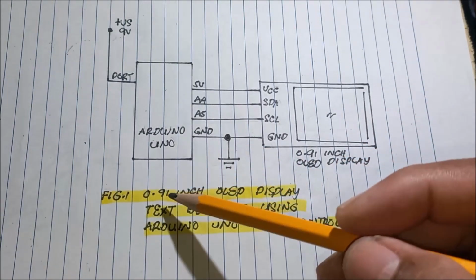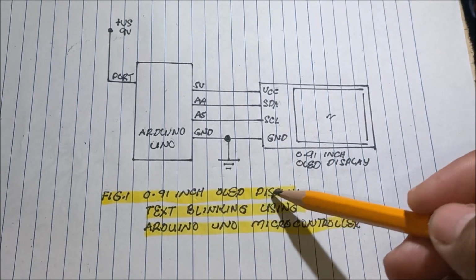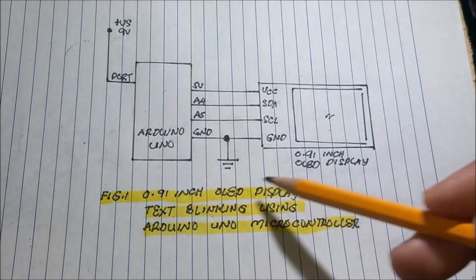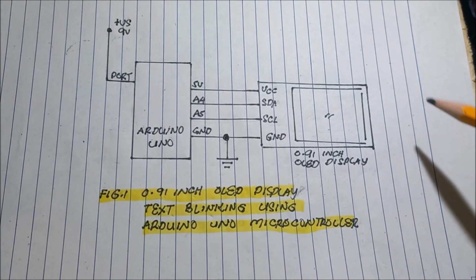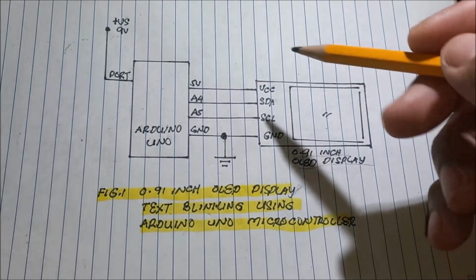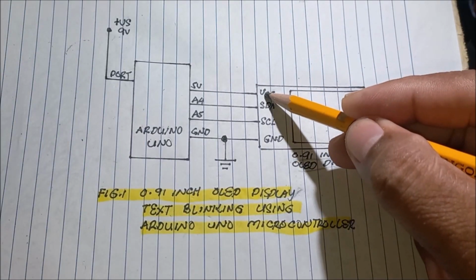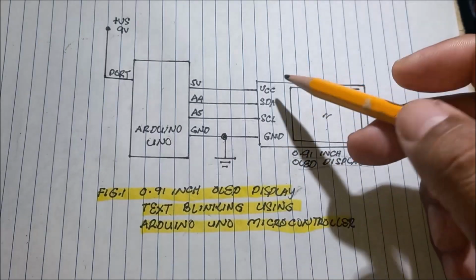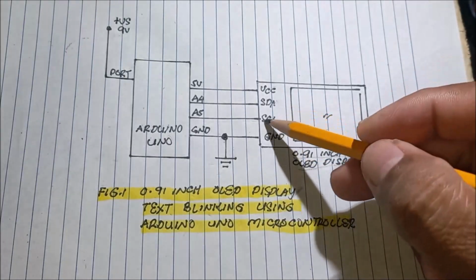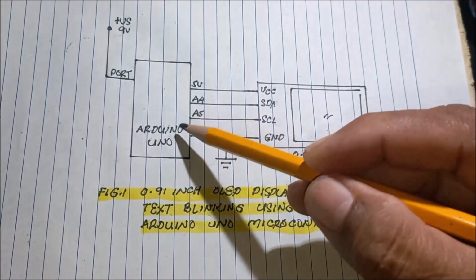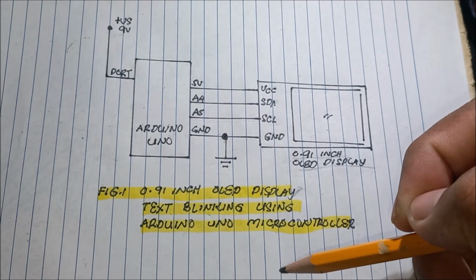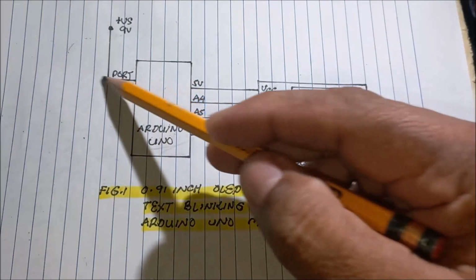Now we have the figure 1, 0.91 inch OLED display text blinking using Arduino Uno microcontroller. So here is the 0.91 inch OLED display wherein we have the pin VCC connected to the 5 volts of Arduino Uno. The serial data SDA connected to A4 of Arduino Uno. Serial clock SCL connected to A5 of Arduino Uno. Ground to ground, common ground. And then this is our Arduino Uno.